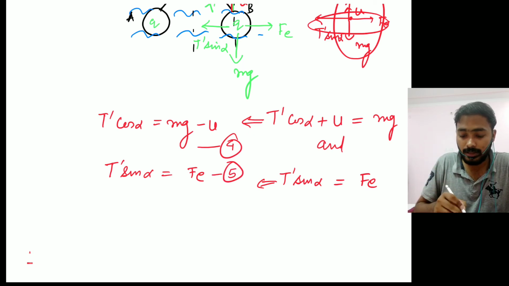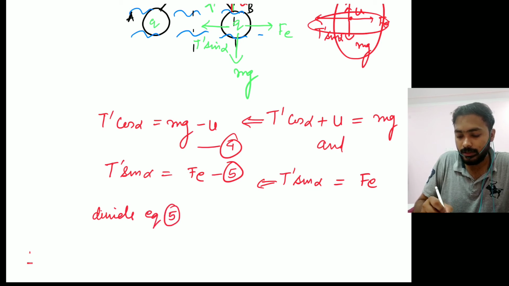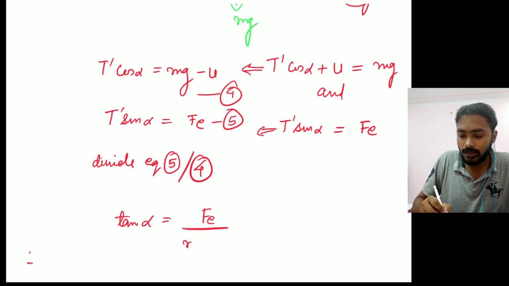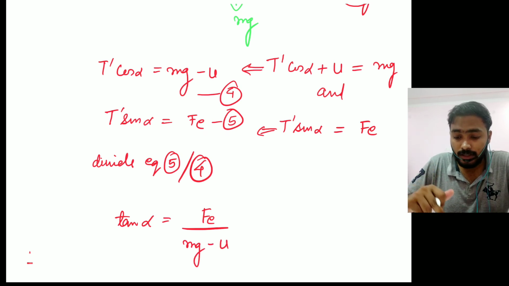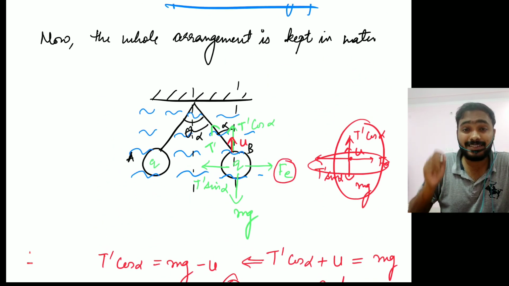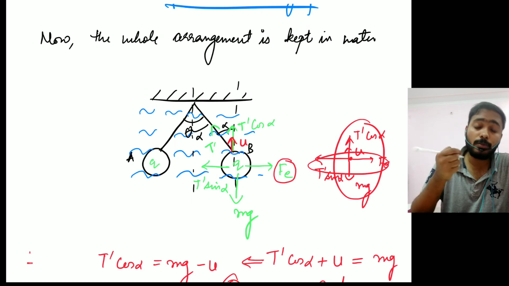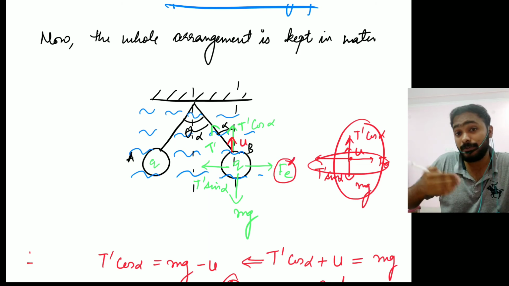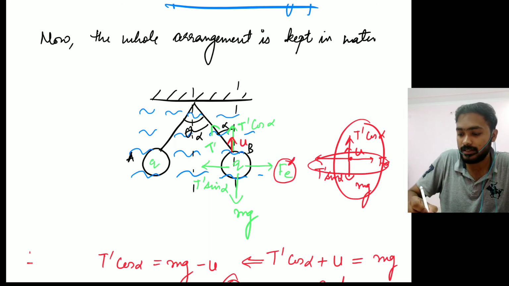Again I can divide them, equation number 5 by 4. When you divide it you will again get tan alpha equal to Fe upon mg minus u. Now, very important thing: this electrostatic force over here will not be the same electrostatic force that we talked about in the vacuum case, because the medium is changed. So instead of Fe I will write Fe dash.